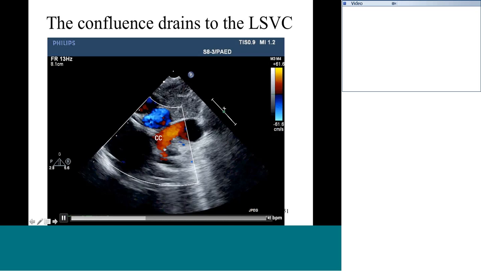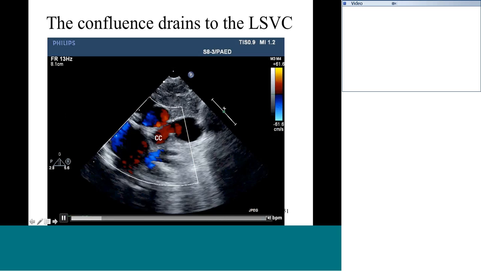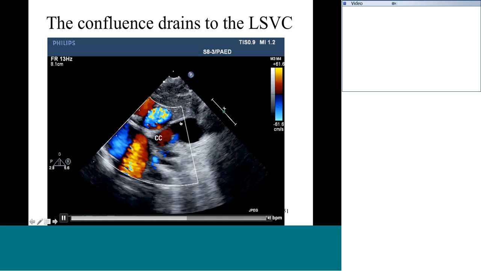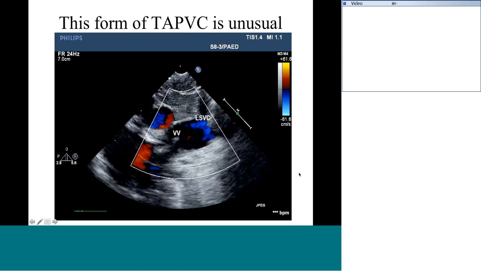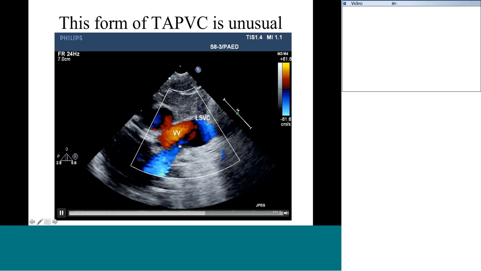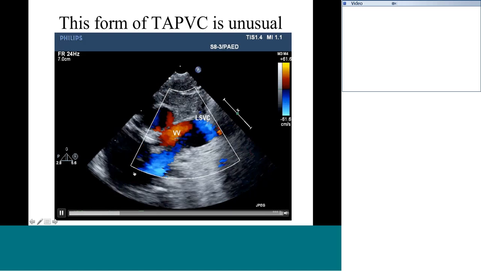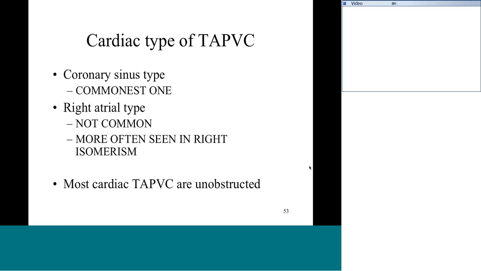The last type of supracardiac TAPVC is where all four pulmonary veins join together into the LSVC, but there is a persistent LSVC and so it drains into the coronary sinus. This is the unusual form of TAPVC. So here you see the four pulmonary veins coming together and ascending up, but draining into a large LSVC. Instead of the left vertical vein joining the left innominate vein, it just comes down into the coronary sinus. So this is the vertical vein coming into the LSVC, and from the LSVC it drains back through the coronary sinus into the right atrium. So these are the common forms of supracardiac types of TAPVC.